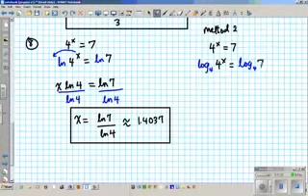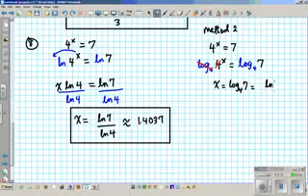Alright, and then on the left side, these two cancel out. Bam, bam. And you have x equals log base 4 of 7. Remember the change of base formula we just went over? This is the same thing as you take the top, ln of 7 over, and you take the base and put it on the bottom, ln of 4. That's exactly what we have here, okay?